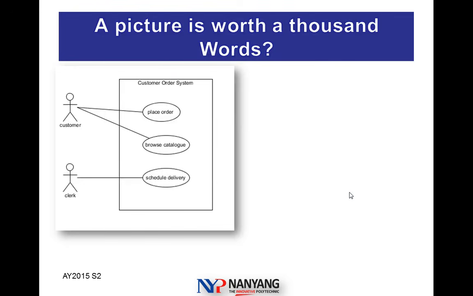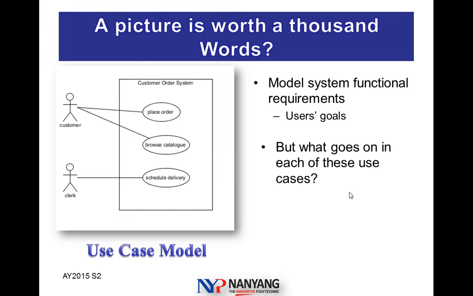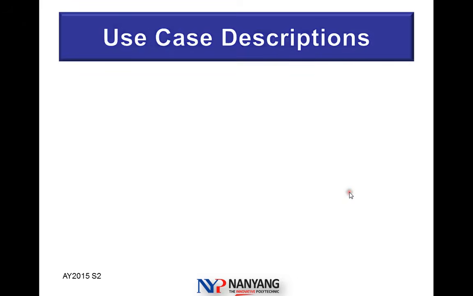In the previous session, we have seen how we can use a use case model to model the system's functional requirements. The functional requirements specify the user goals. However, what goes on in each of these use cases? Can you tell from the use case model? Obviously not. Hence, each use case must be accompanied with a use case description.